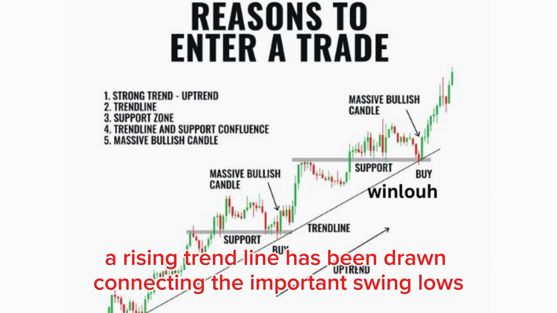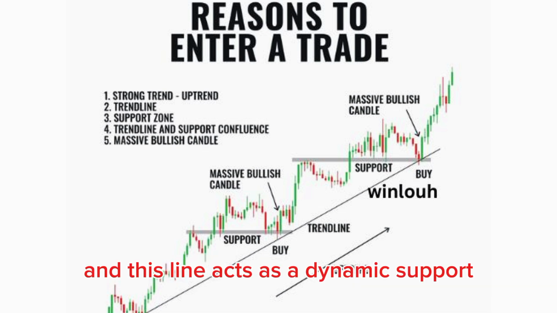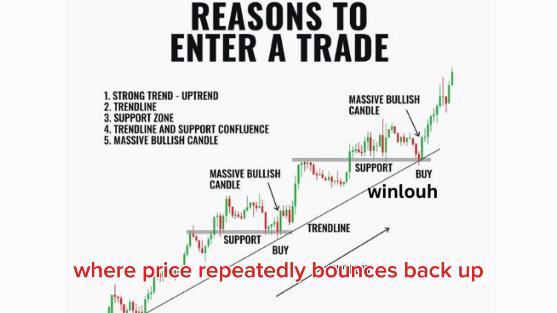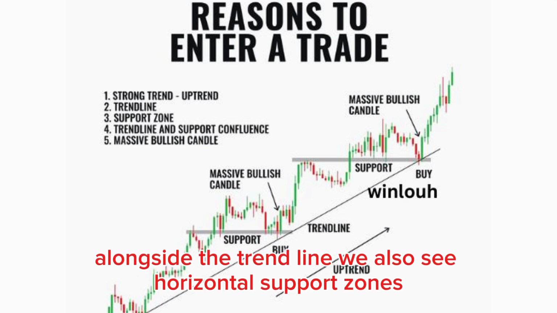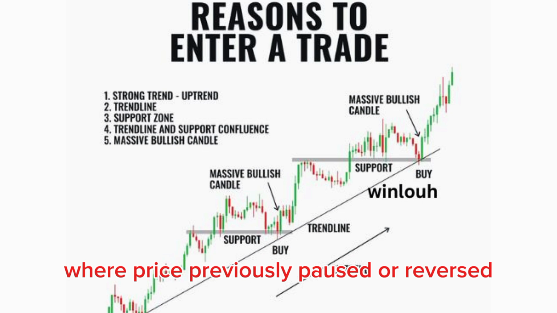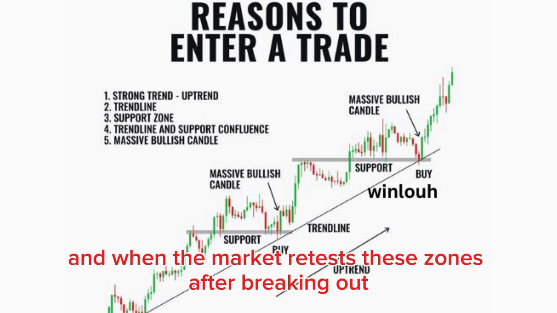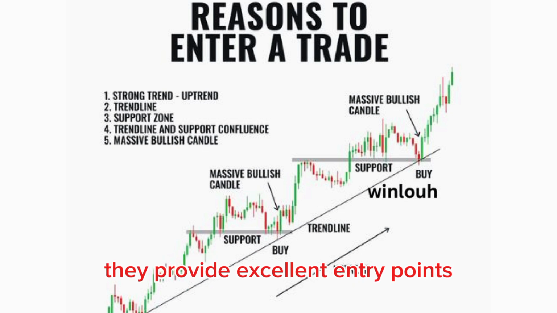A rising trend line has been drawn, connecting the important swing lows, and this line acts as a dynamic support where price repeatedly bounces back up. Alongside the trend line, we also see horizontal support zones where price previously paused or reversed, and when the market retests these zones after breaking out, they provide excellent entry points.